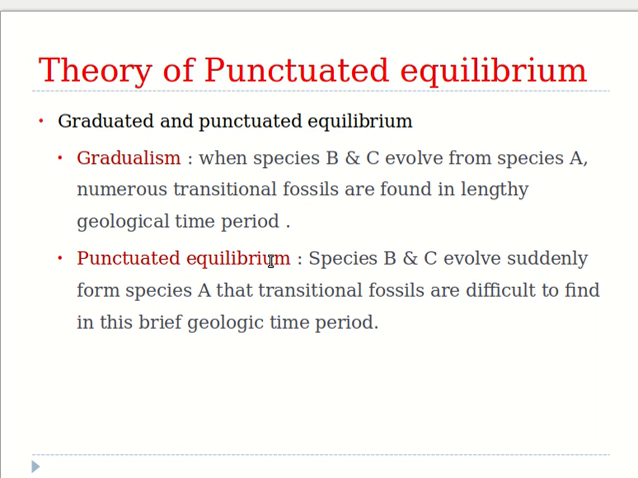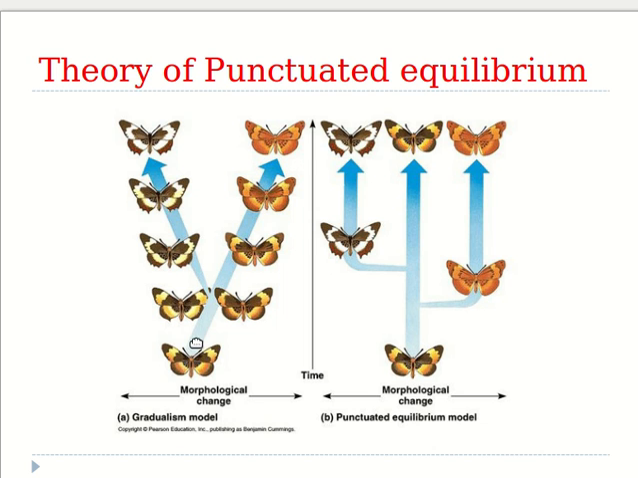Okay. According to gradualism, types B and C gradually evolve from type A. Numerous transitional fossils are likely to be found in this lengthy period of geologic time. Here you can see in this figure, this is the gradualism model. These two species have originated from this particular ancestor, and during the course of evolution it has passed through many intermediate forms, and all these forms may be found as transitional fossils. When you trace back the evolutionary history of these two species, we may come across many transitional fossils.